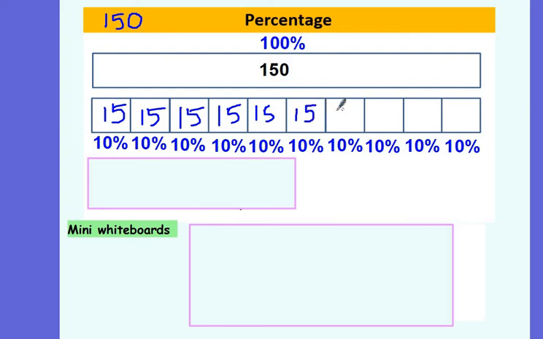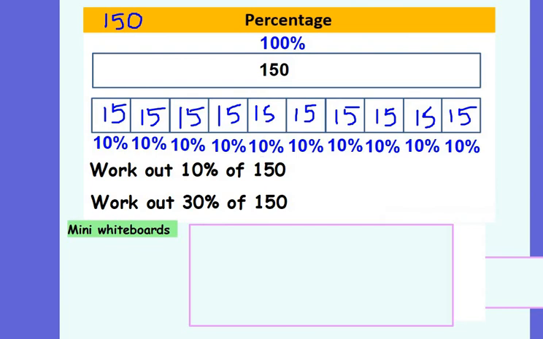15 added up 10 times gives me my total 150. So my bars are equal. I can use this to work out what 30% of 150 would be. For 30%, I'd need 3 lots of this 10%. So 10%, plus 10%, plus 10%, which would give me 3 times 15, which equals 45.